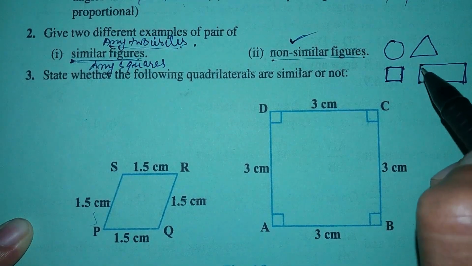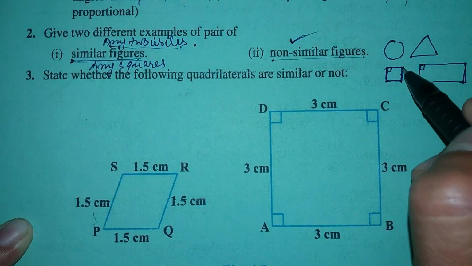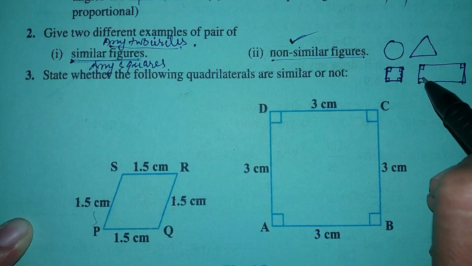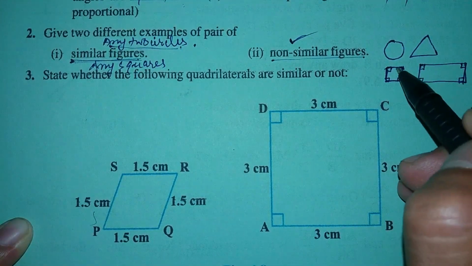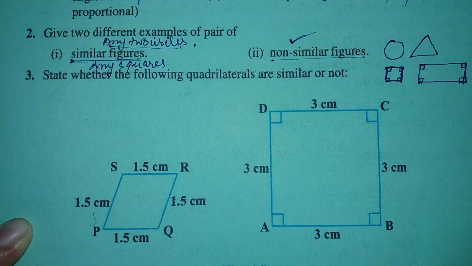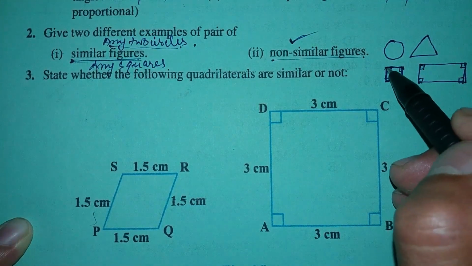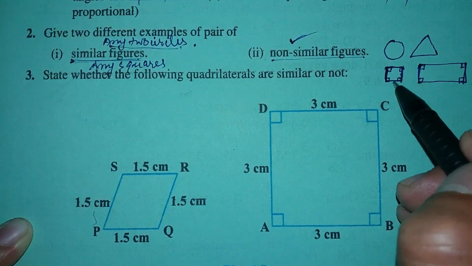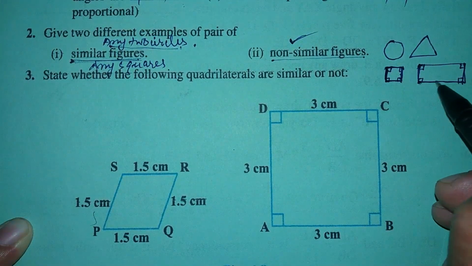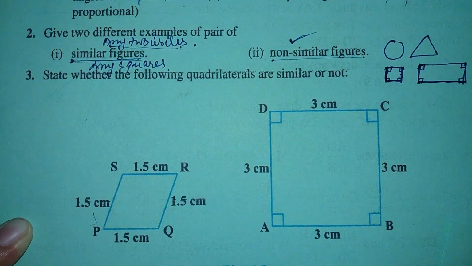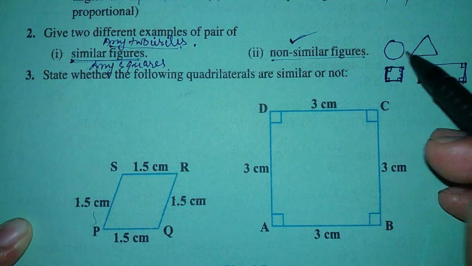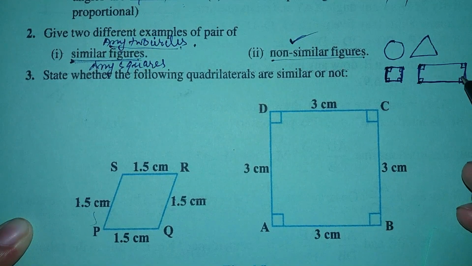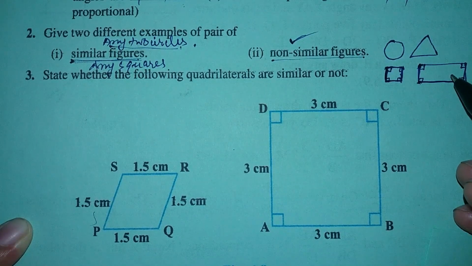So a square and a rectangle: the corresponding angles are equal. Of course the first condition is satisfied in this case, but the second condition, which is the ratio of the corresponding sides, will be different. So the ratio of these two sides will be different from the ratio of these two sides, because this is a much longer side. So you can give the example of a circle and a triangle, and a square and a rectangle.